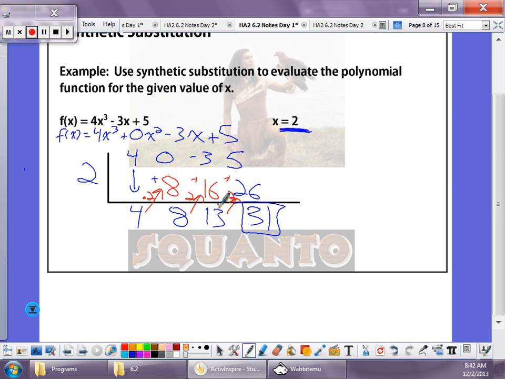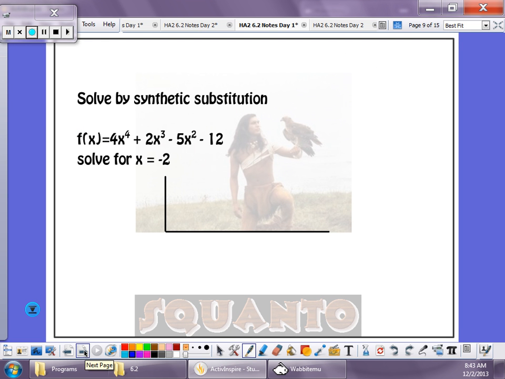This is just another way of doing it that we're going to use later on, but we're learning it now because it'll be easier for you guys to learn it doing simple problems, and then you can apply it with the harder problems later on. So why don't you guys try this one? 4x to the 4th plus 2x cubed minus 5x squared minus 12. All right, try and set that up and solve it.